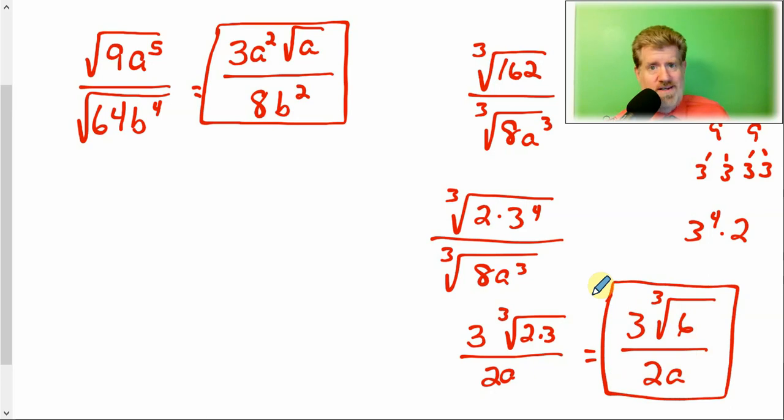3 cube root of 6 over 2a. You know me. English. That's not English, it's just me not being able to read numbers. My downfall.